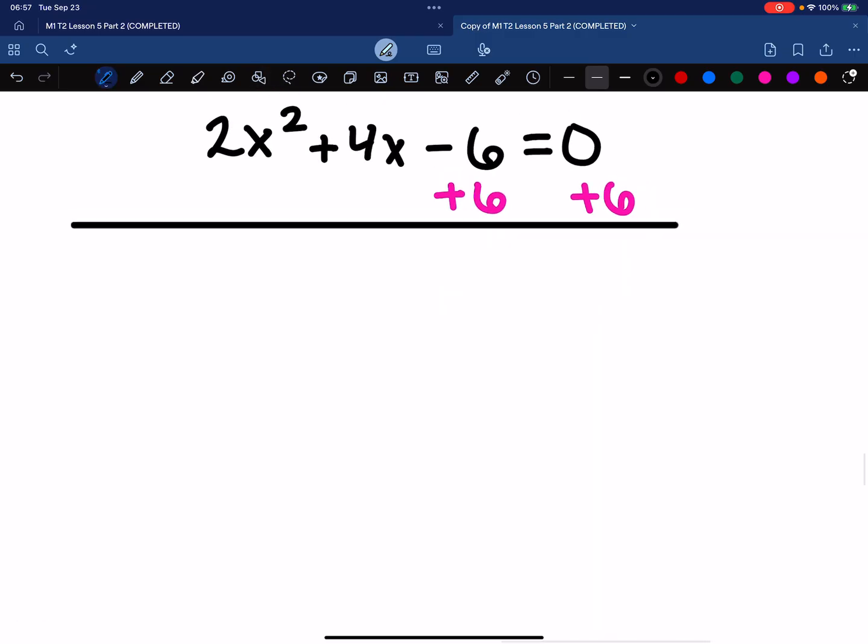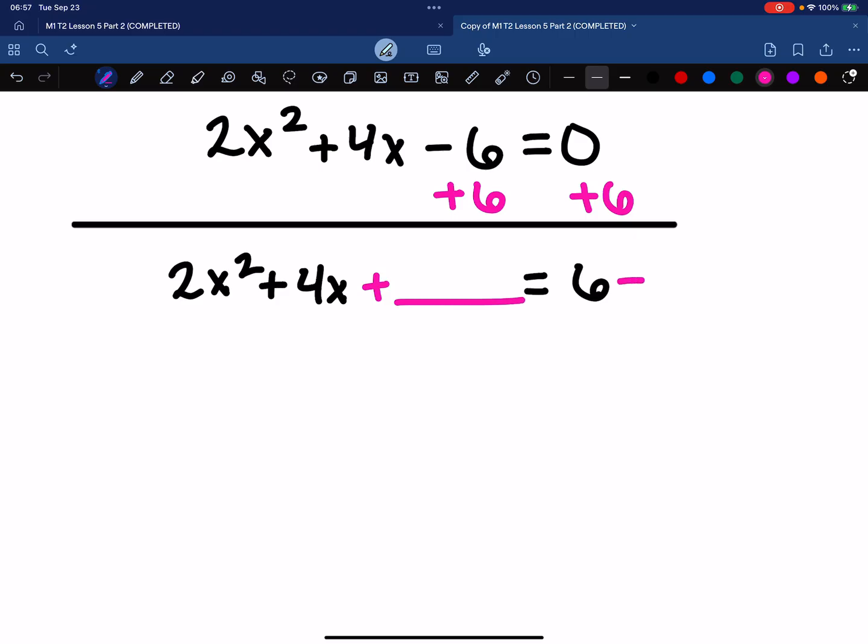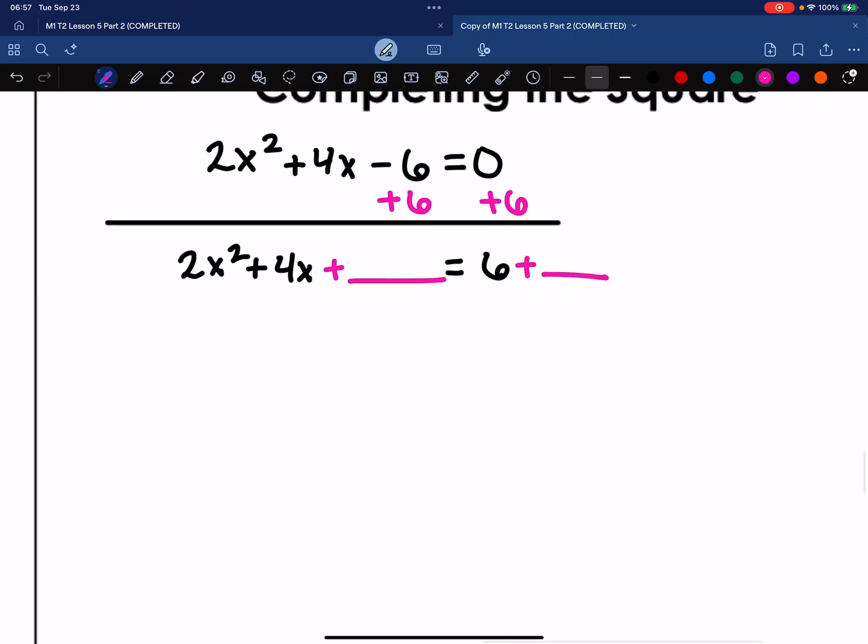Okay. And when we do that, we have 2x squared plus 4x equals 6. So go ahead and add in your spaces. Now, here's where the extra step comes in. What we need to do is we need to factor out the greatest common factor of those three numbers. So when we do that, that is a 2. It leaves us with an x squared plus 2x plus space equals 6 plus space.